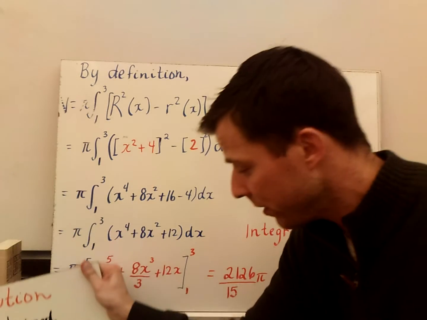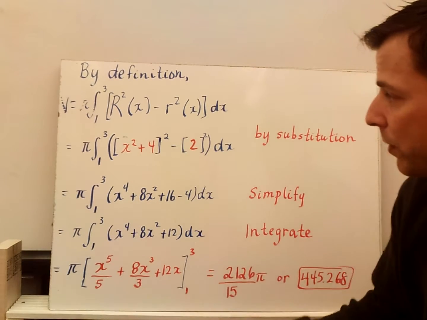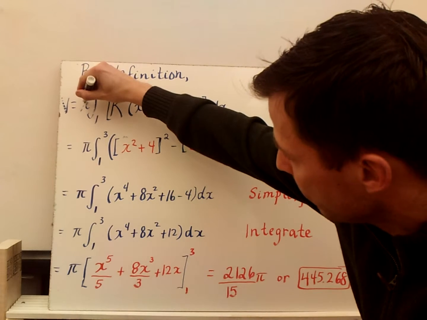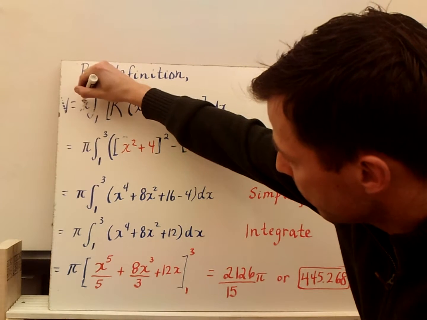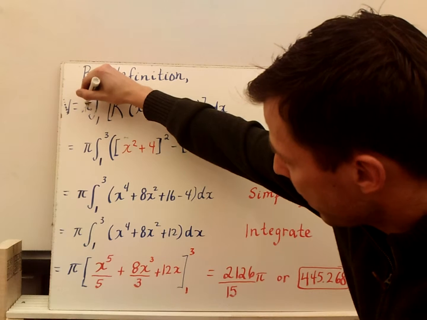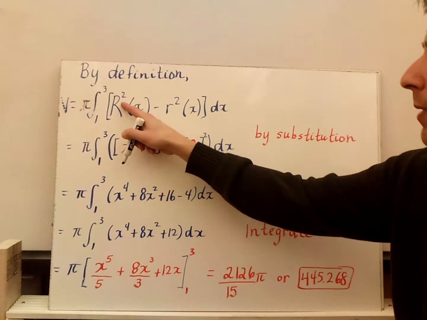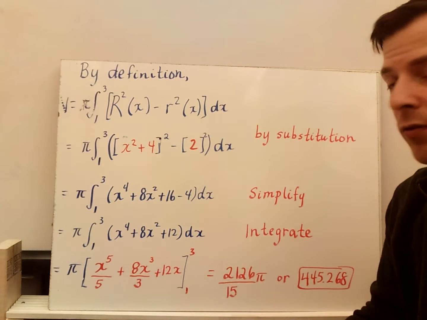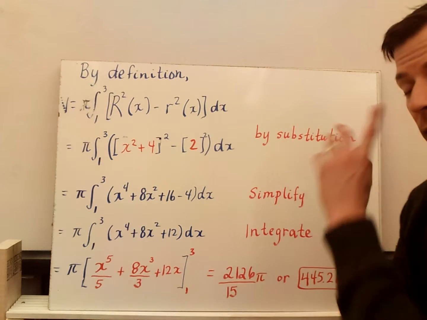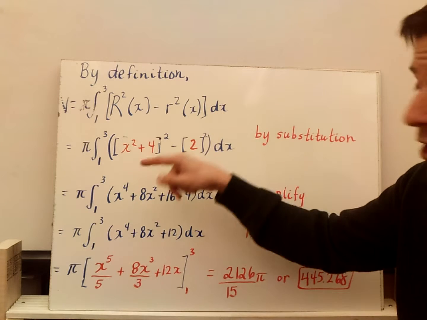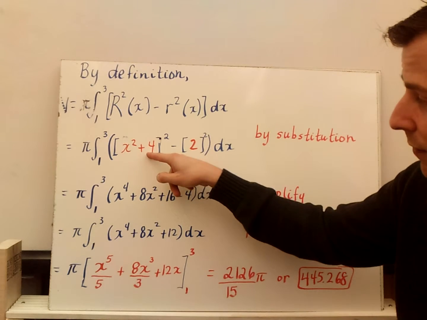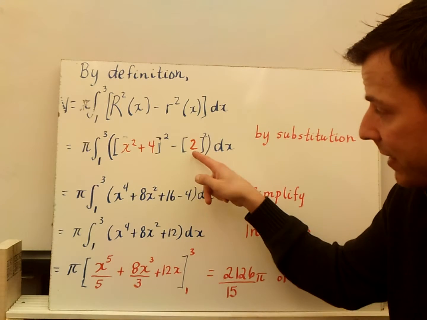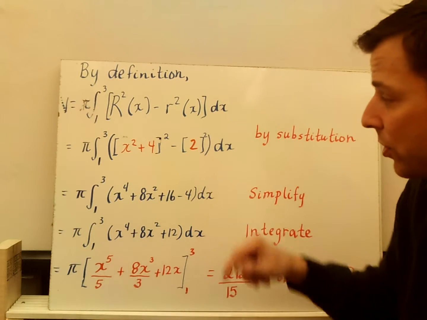I knew I had to find volume. So by definition, the volume equals pi times the integral of big R squared of x minus little r squared of x dx. So there's my general formula. By substitution, big R was from the x-axis to the curve, so big R is going to be x squared plus 4. Little r is from the x-axis to the line y equals 2. That distance is 2, so my little r is 2.